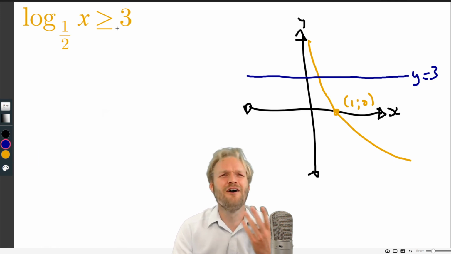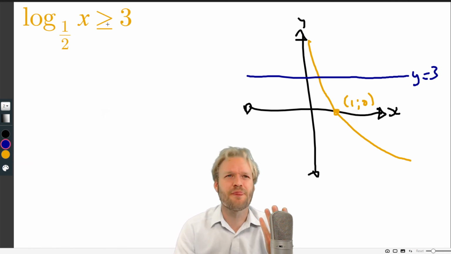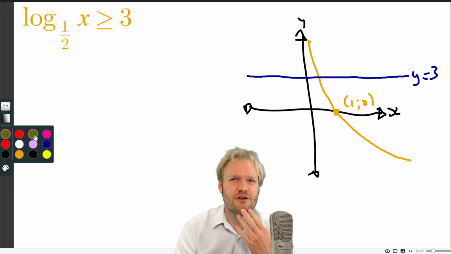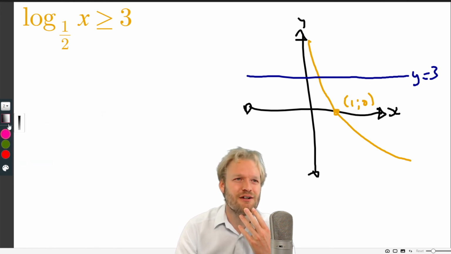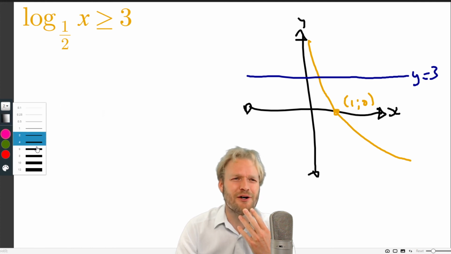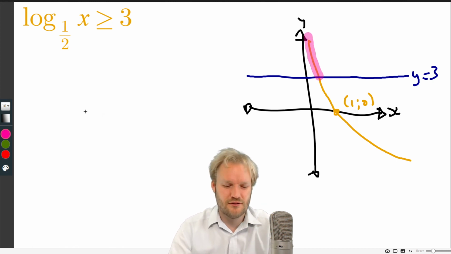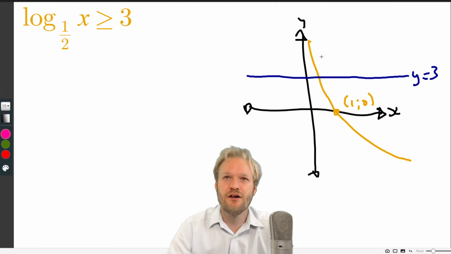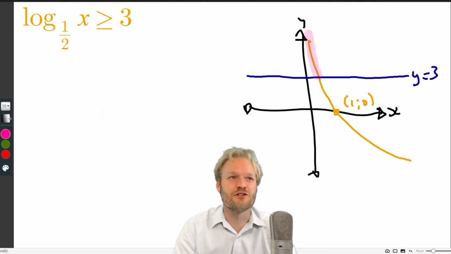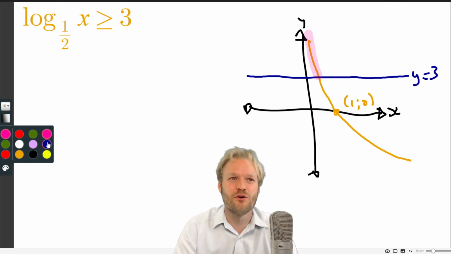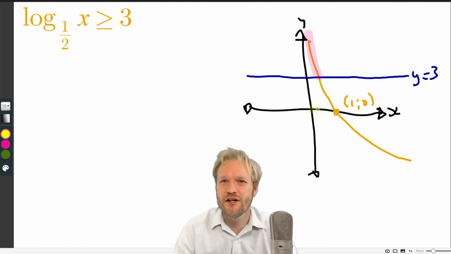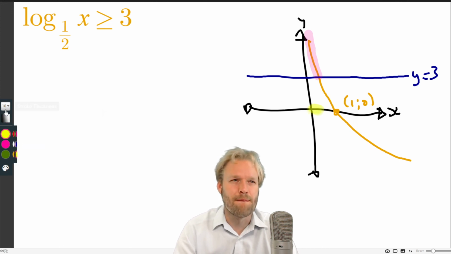Okay, so what are we trying to do here? We're trying to see when this graph is greater than 3. I don't know which colors to choose now. So we're trying to see when is this graph greater than 3. What we're trying to describe are all those x values. So we're trying to describe these x values over here. Looking okay, even with the terrible drawing?